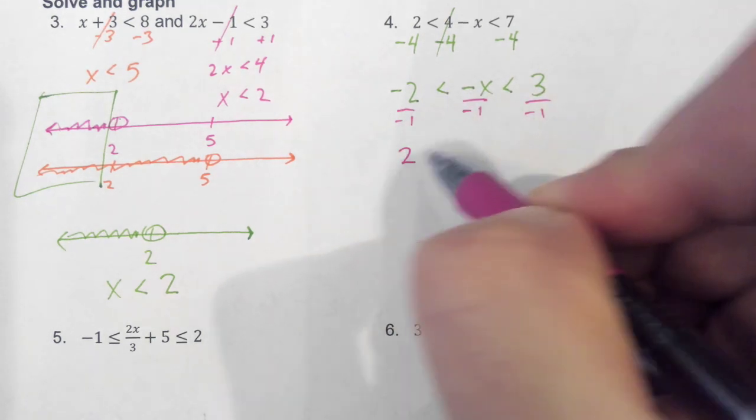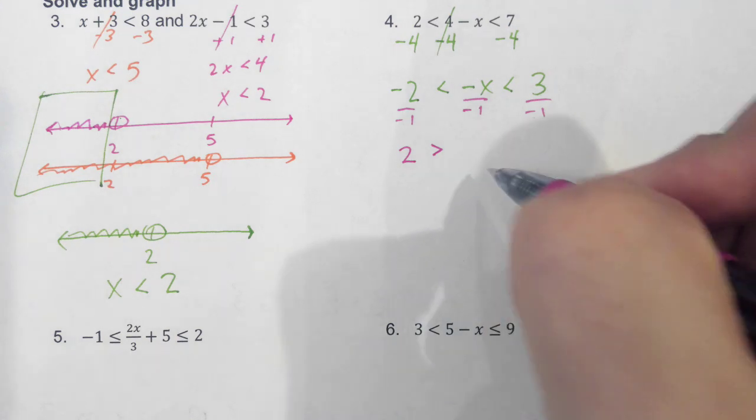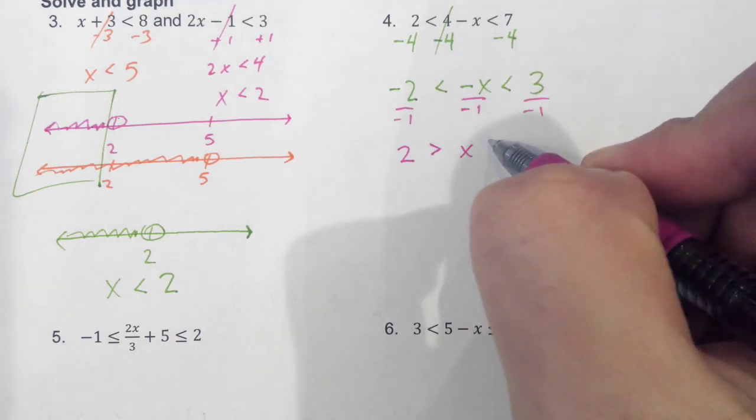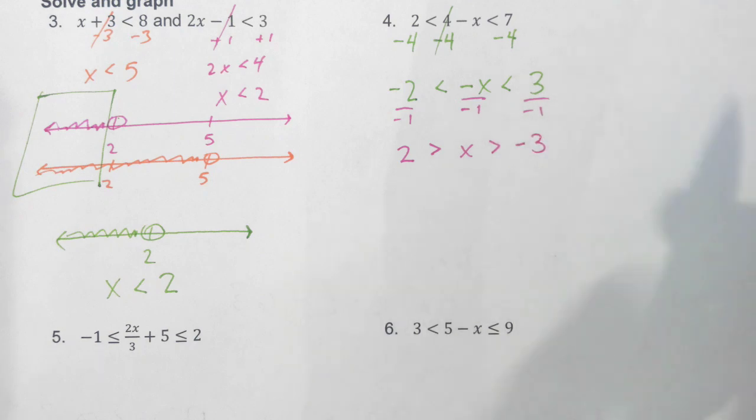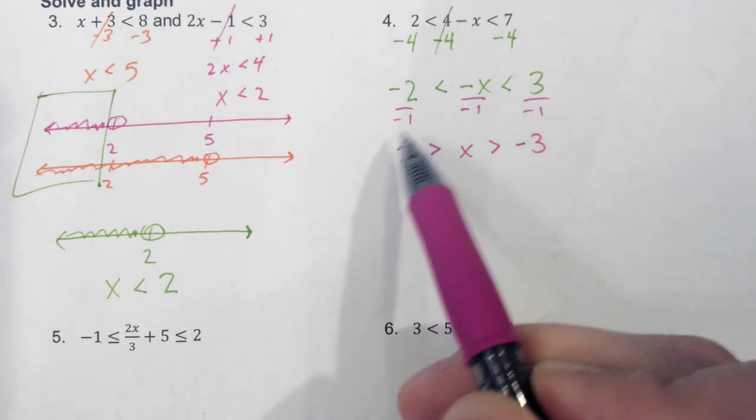So this would be a positive 2. It's now going to be greater than. That would be a positive x. That would be a greater than. And then this one would be negative 3. Now this is out of order.